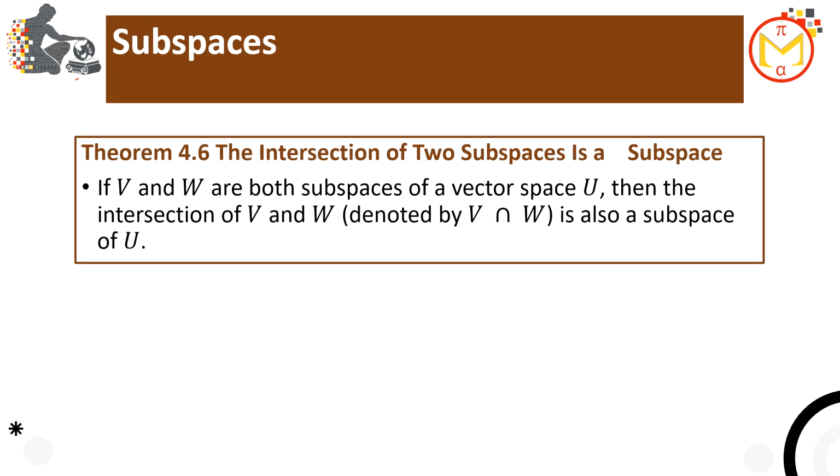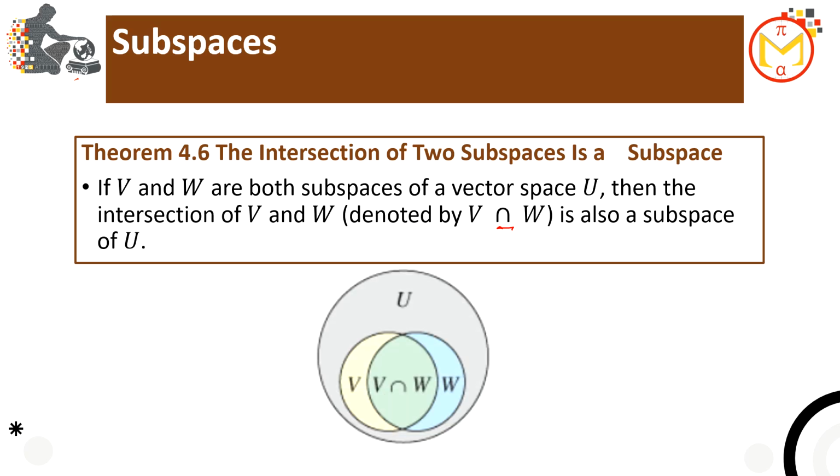Theorem 4.6: the intersection of two subspaces is a subspace. If V and W are both subspaces of vector space U, then the intersection of V and W is also a subspace of U. So in the figure, if V and W are subspaces, then the intersection is also a subspace of U.